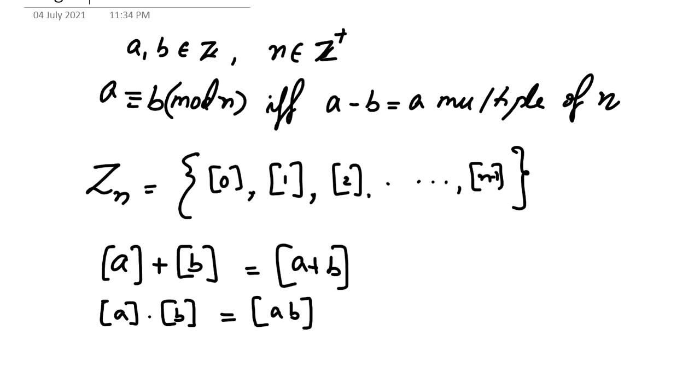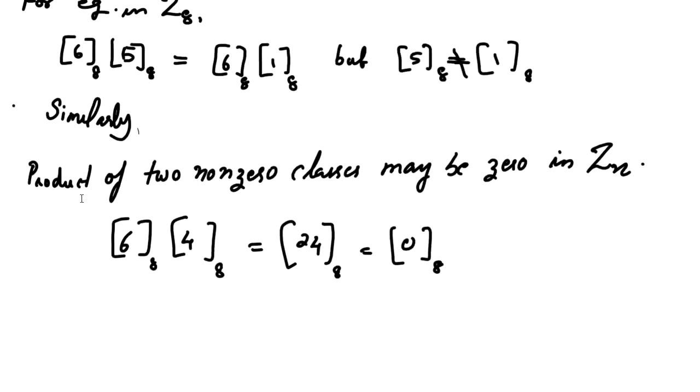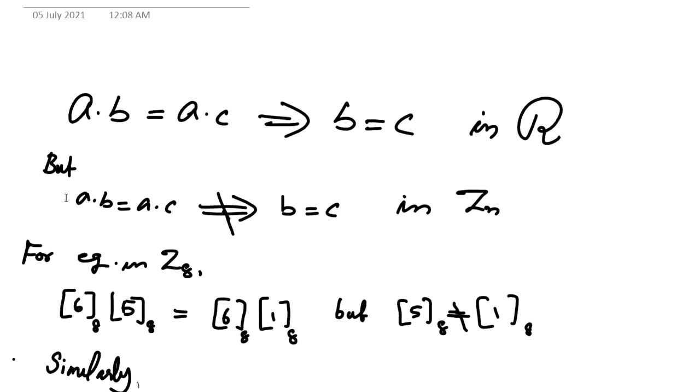Also, we have seen that there are certain laws which are not satisfied by the addition and multiplication of the congruence classes. That is, the cancellation law. Here, if it is usual multiplication in the case of real numbers, a dot b equal to a dot c implies b equal to c. But in the case of multiplication of congruence classes, a dot b equal to a dot c does not imply b equal to c. Here is an example.